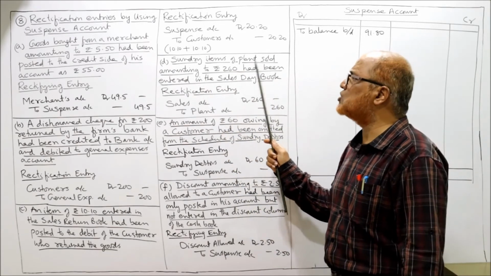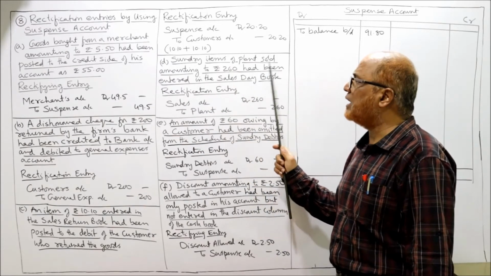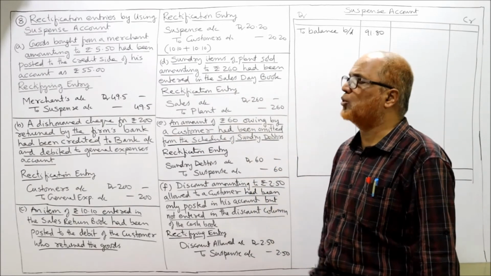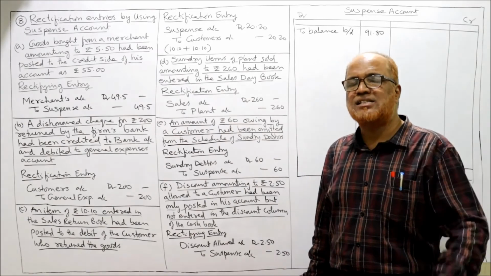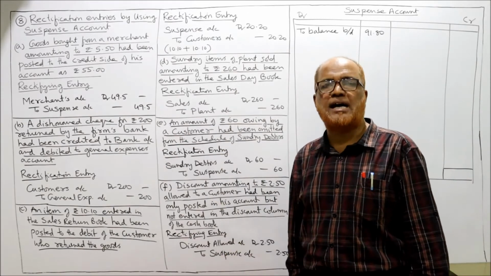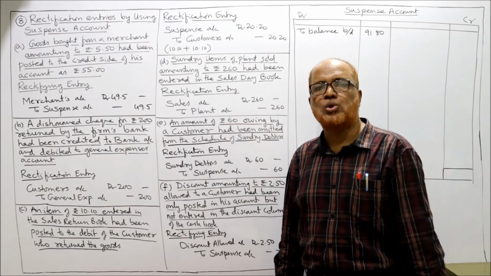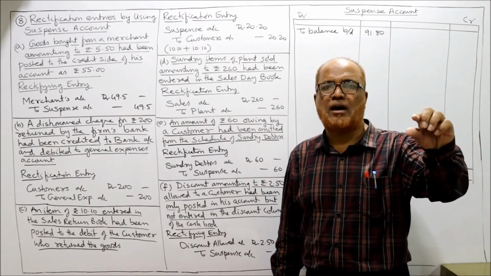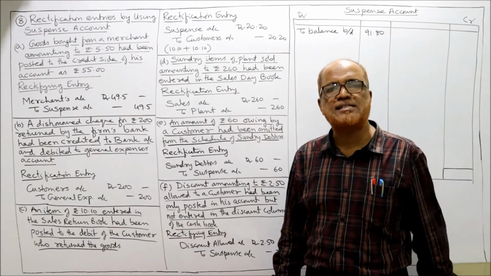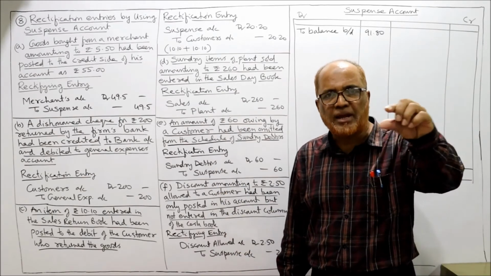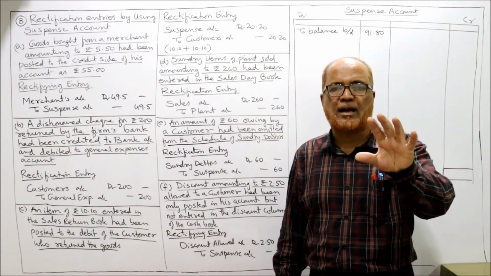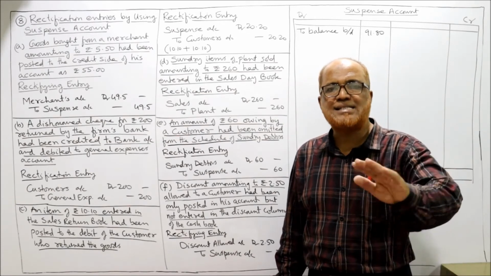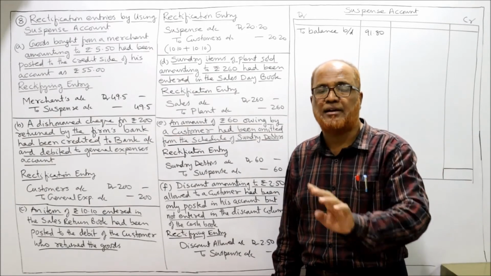Next step, sundry items of plant sold. Sundry items of plant sold amounting to 260 had been entered in the sales day book. Actually, when an asset is sold, plant and machinery is the asset. When an asset is sold, the entry will be customer account debtor to asset account. Asset means plant. So customer account debtor to plant account is the entry when an asset is sold. Asset account should be credited.